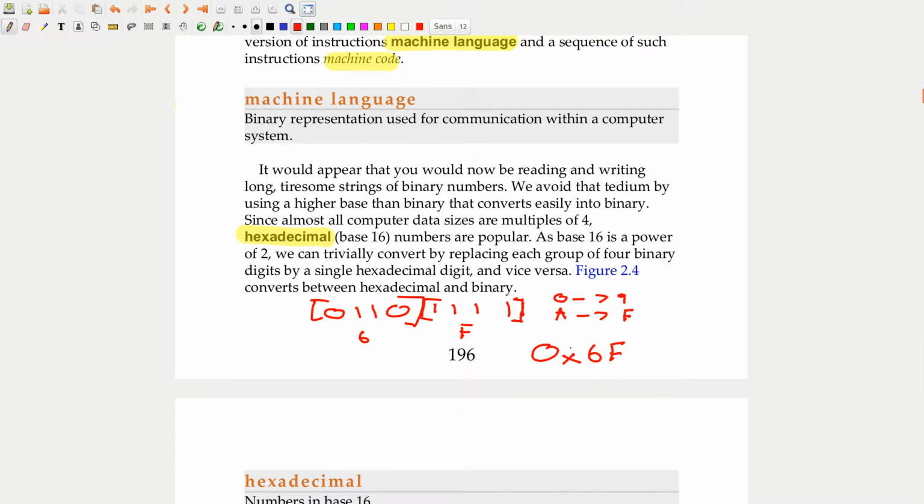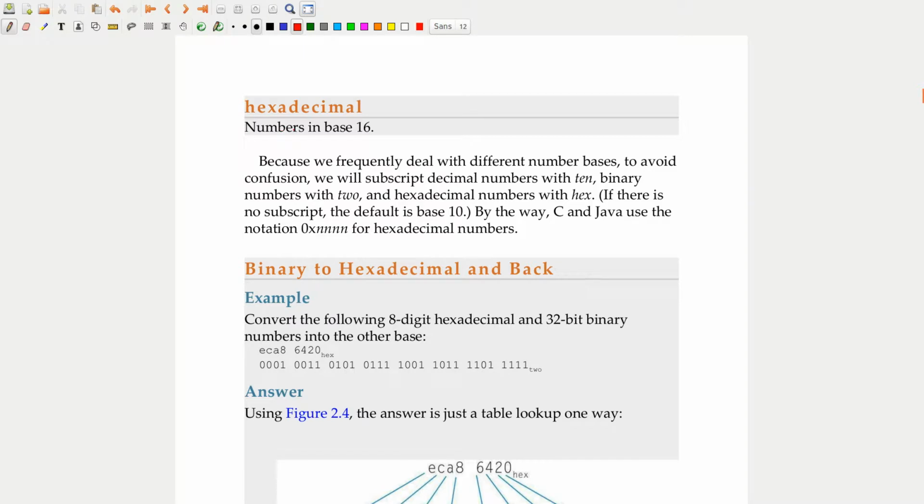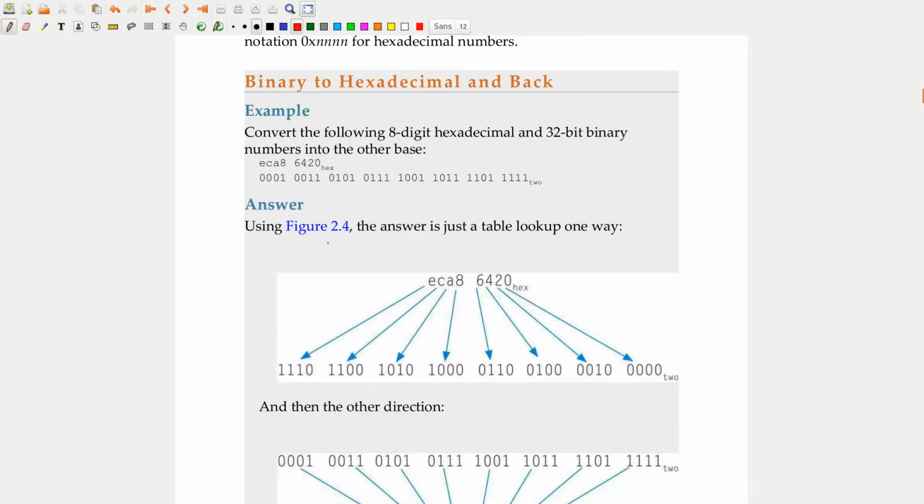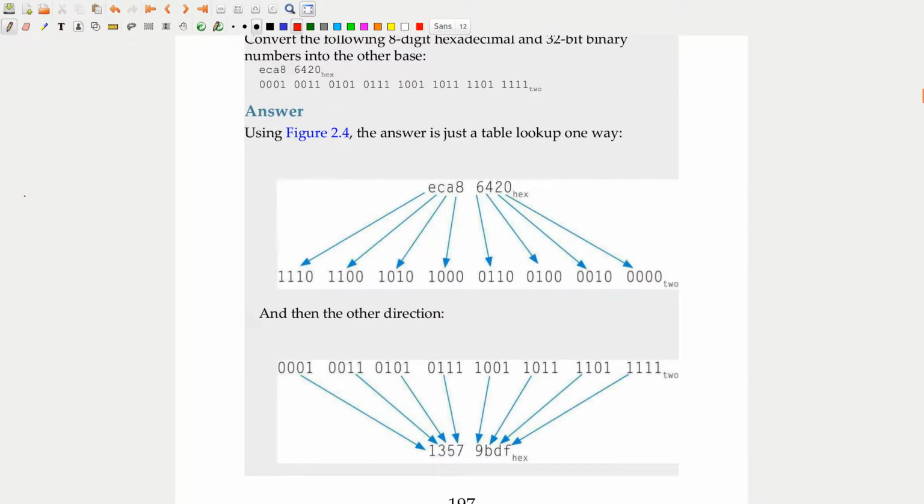Okay. So we have a more condensed way to write binary, which is convenient because this is done in powers of 2 instead of decimal, which is powers of 10. Numbers in base 16, hex. Here they have an example that shows that. Each hexadecimal digit maps to 4 binary digits, and the reverse is true. Interesting.